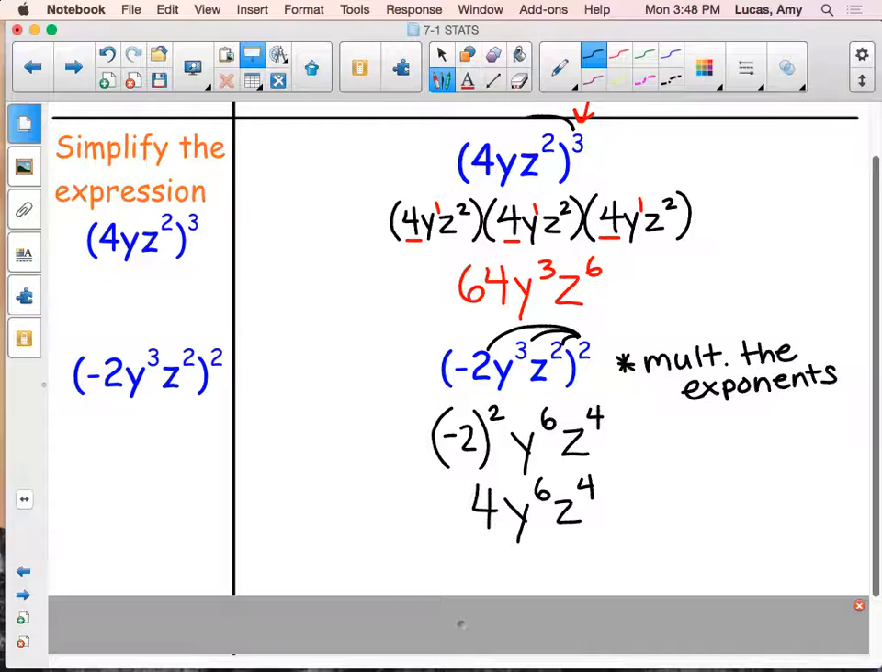Up here, I could have distributed my exponent, 4 to the 3rd power, y to the 3rd power, and then z to the 6th power. Multiplying the exponent times the one that was already there. And then 4 to the 3rd power is 64. So 64, y to the 3rd, z to the 6th. So you can use the shortcut and distribute your exponent. Just be careful and make sure that you are distributing to everything in the parentheses. Everything, the constant number and each variable individually.